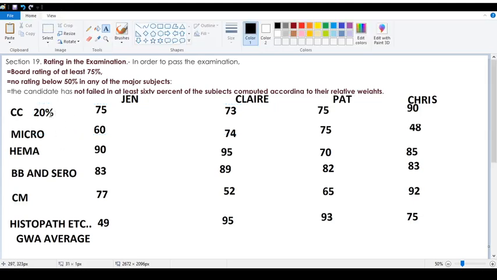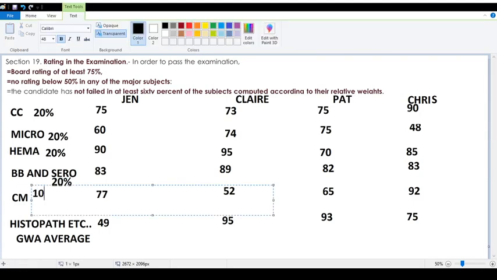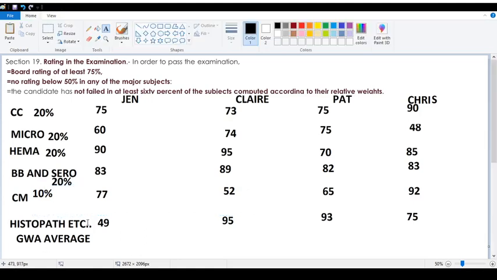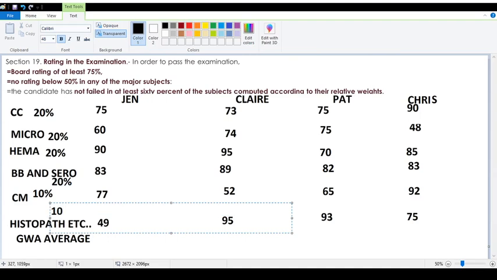in weight. Okay, weight. So, 20 is also 20%. This is also 20%. The CM, that is just 10% of the board rating. Okay, 10%. And the histotype, this is also 10%. Ito ko na lang ilalagay. Okay?